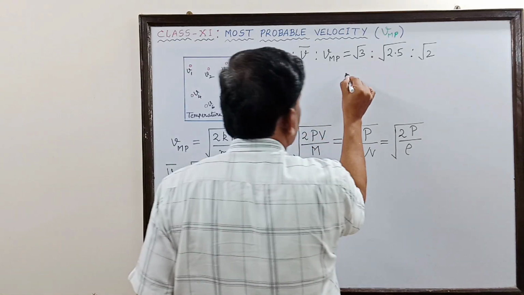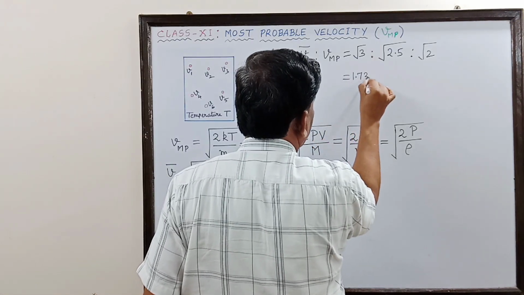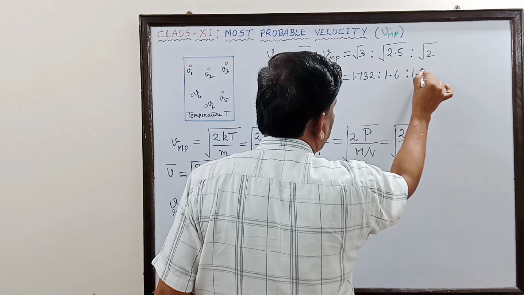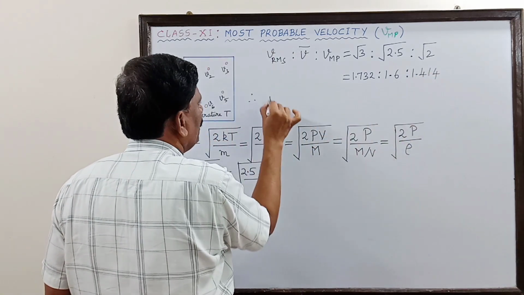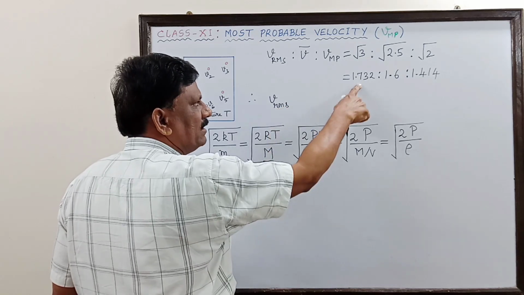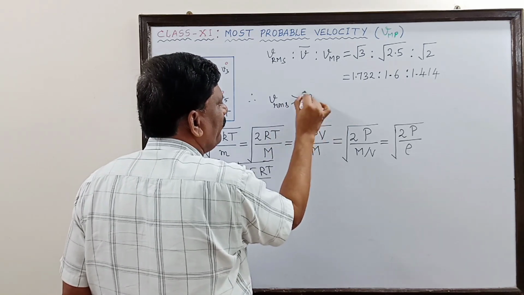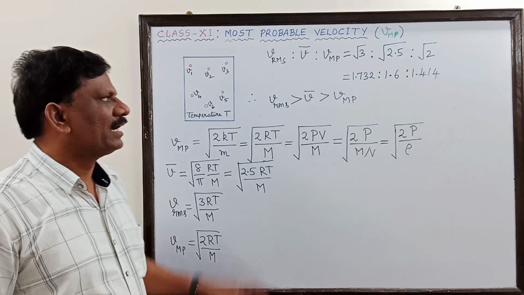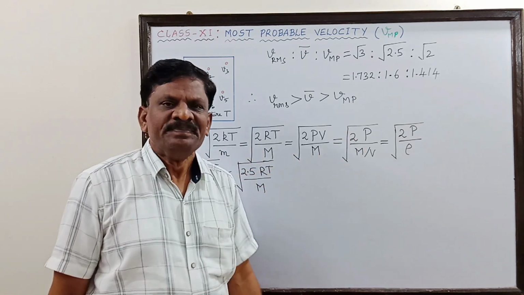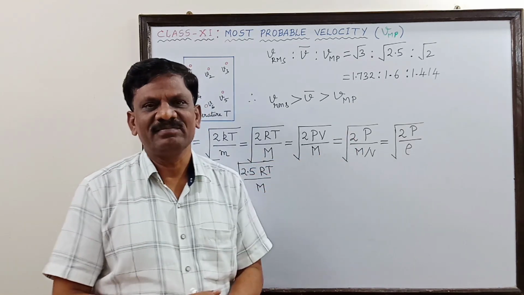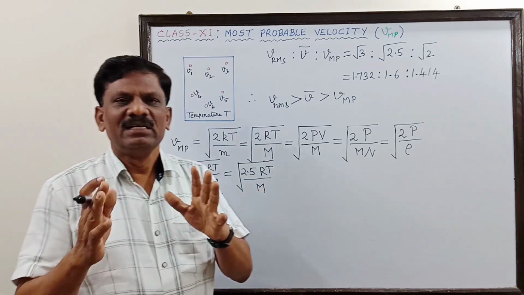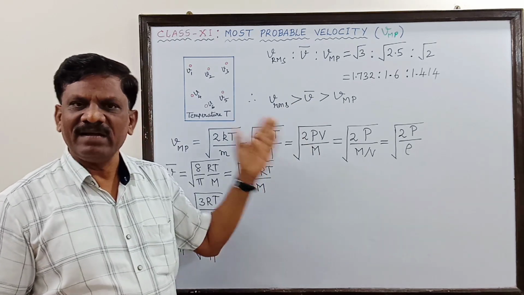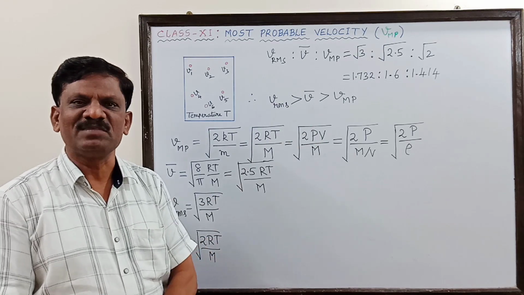So this is also written as what? This is also written as 1.732 is to 1.58 or 1.6 is to 1.414. Therefore, V RMS, this is greatest. So this is greater than V average, which is once again greater than V most probable. So in the competitive exams, using these expressions, there are so many numericals asked regularly. I hope you must have understood what is the comparison between the three types of velocities, namely the RMS velocity, the average velocity, and the most probable velocity of the gas molecules. Fine.